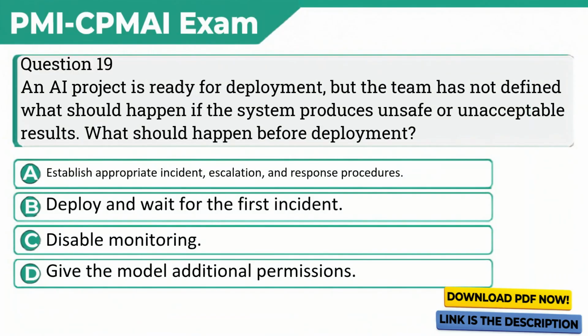Question 19. An AI project is ready for deployment, but the team has not defined what should happen if the system produces unsafe or unacceptable results. What should happen before deployment? A. Establish appropriate incident, escalation, and response procedures. B. Deploy and wait for the first incident. C. Disable monitoring. D. Give the model additional permissions.